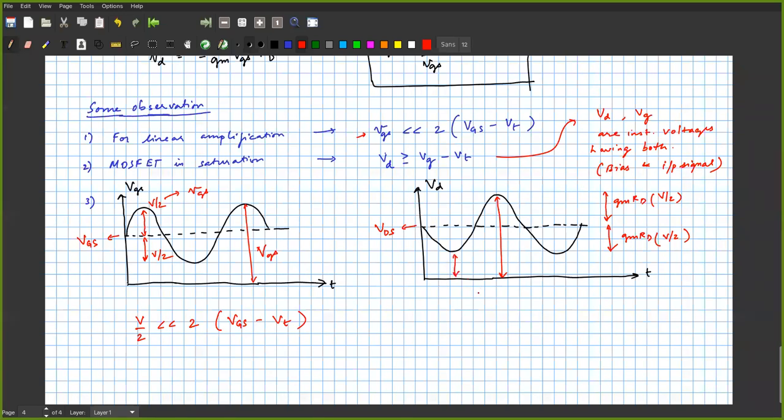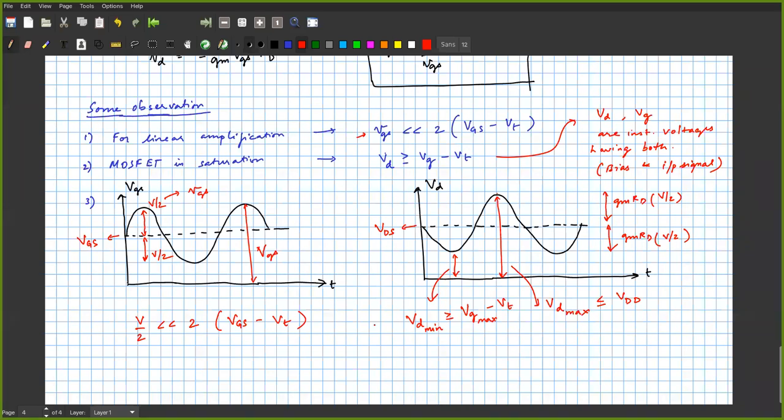Okay. Now this value I will call VD max. That should always be less than or equal to VDD. Always. And this I will call capital VD min, and it should always be greater than VG max minus VT. Okay, these are the two important conditions you need to understand.